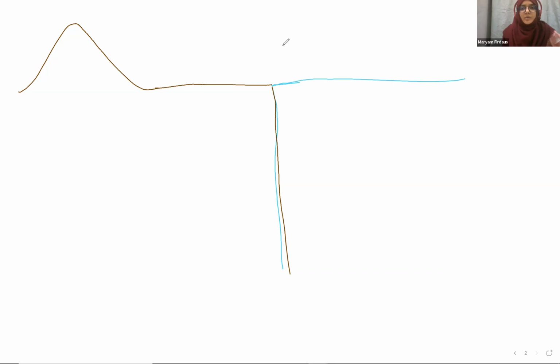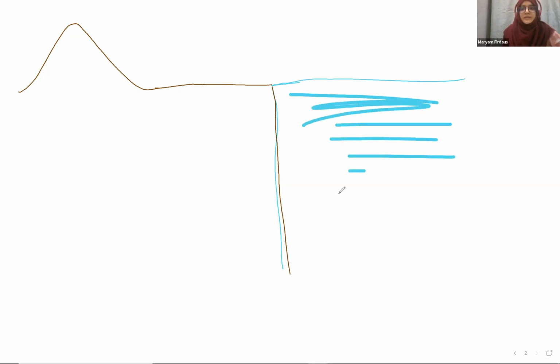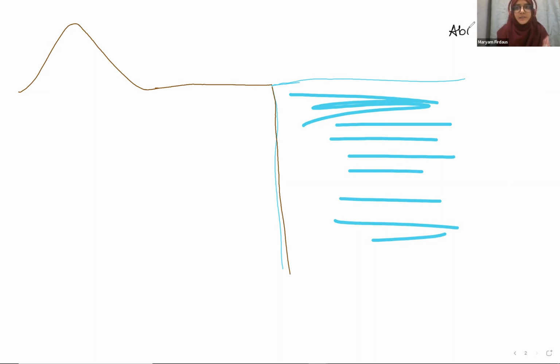So this whole thing is the sea. And this is our beach, and that on the left is our mountain. Okay. So Hiba, have you ever heard of these terms above sea level and below sea level? What does that mean?